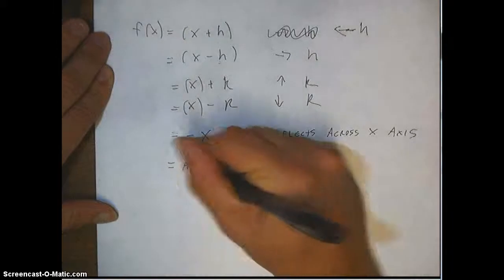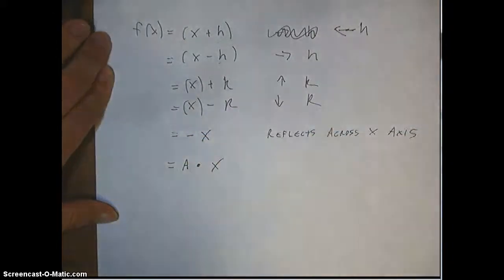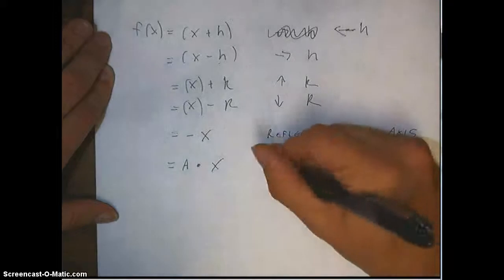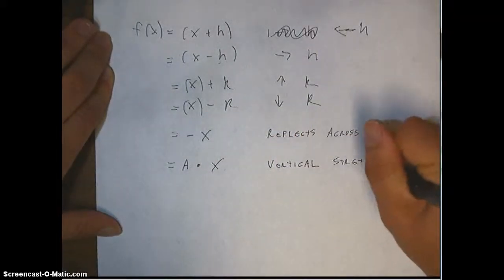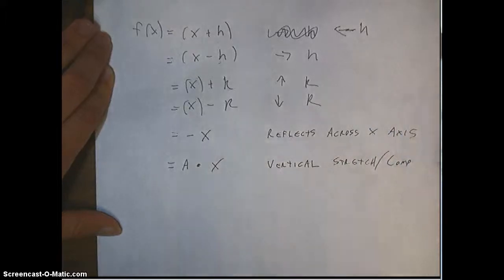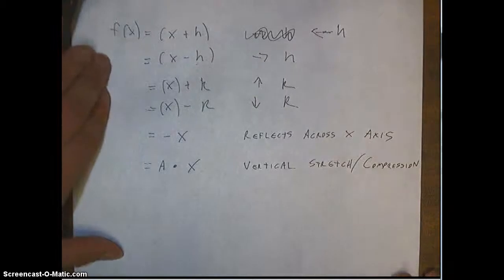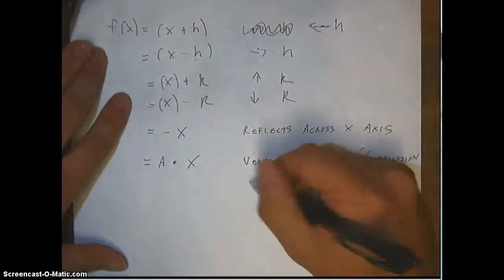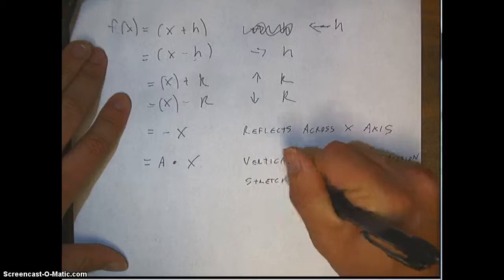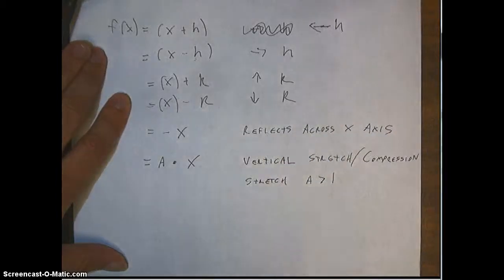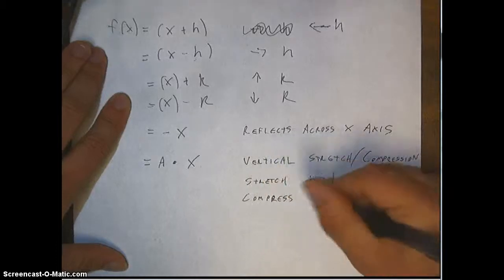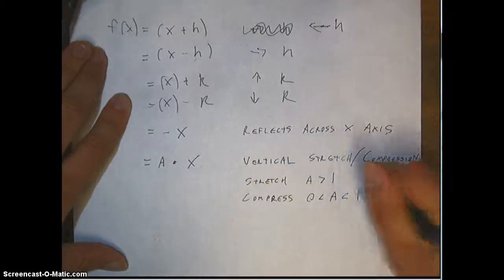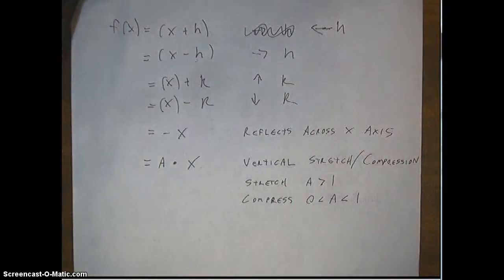If we do A times x, well, that's going to be a vertical stretch or compression. And it depends on what the A is. It's a stretch if A is greater than 1, and it's a compression if A is between 0 and 1. So a fraction. So if it was 1/3, it'd be a compression.